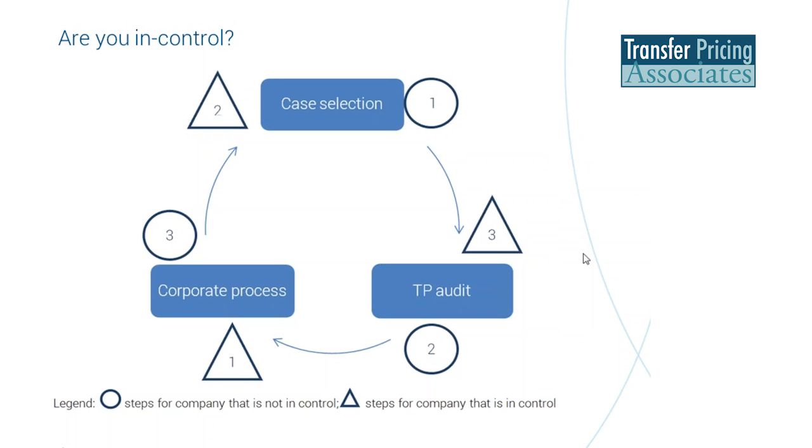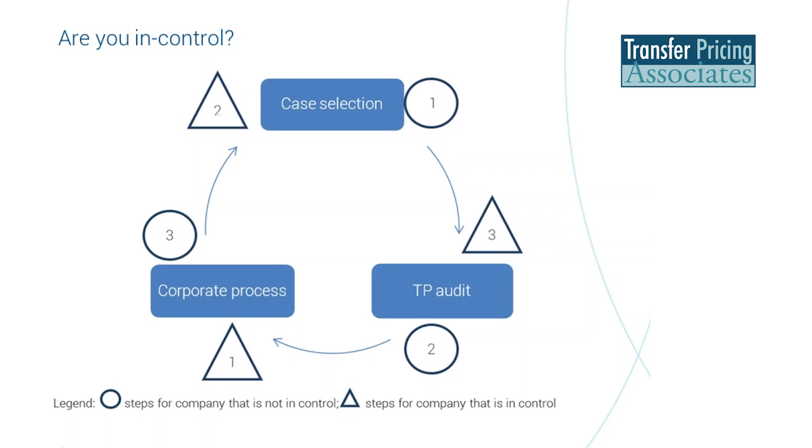The figure on slide 6 captures the differences between a company that is in control and one that is not. As can be seen in the figure, a company in control completes proactively its corporate processes even before a stage of case selection by the tax authorities. Such corporate processes may include amending non-compliant transactions and restructuring harmful arrangements in order to prevent its case from getting selected for a review by tax authorities. For a company in control, the third stage almost never materializes.